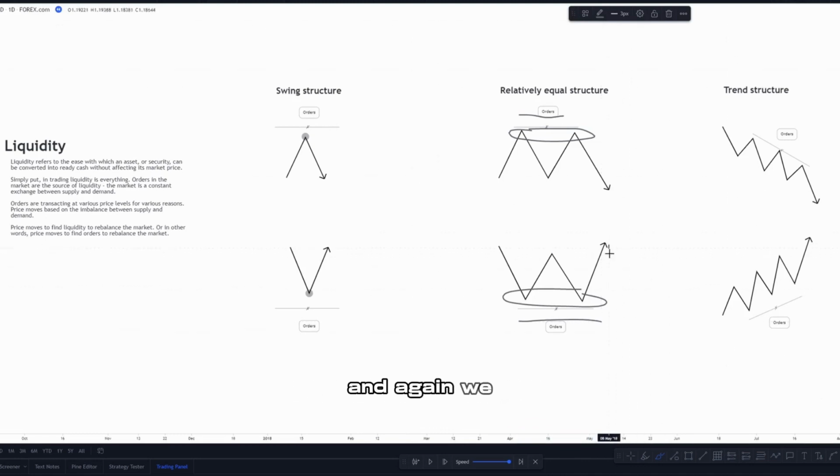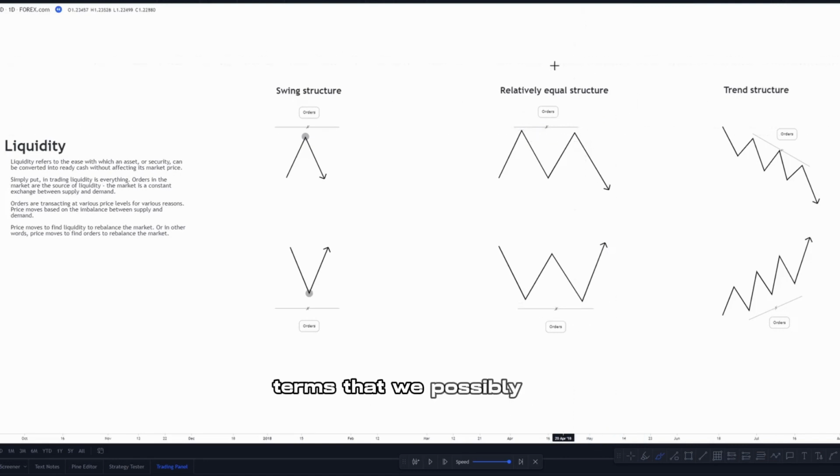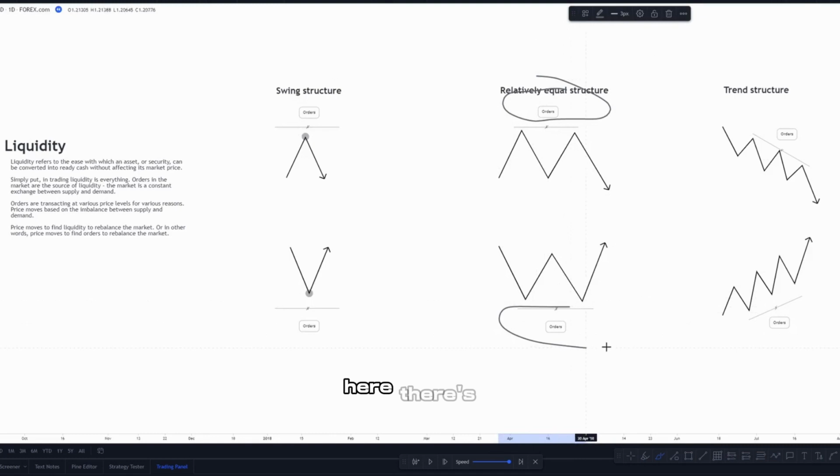And again, we can look for breakout traders that have their orders sitting here, breakout traders that are having their orders sitting here. At the end of the day, what does this translate to in the simplest terms that we possibly can? There's a big pool of money here. There's a big pool of money here. Orders, just think of it that way.